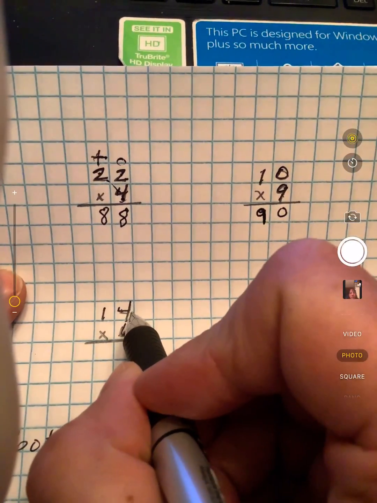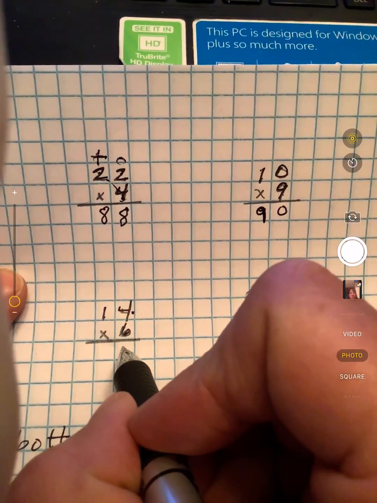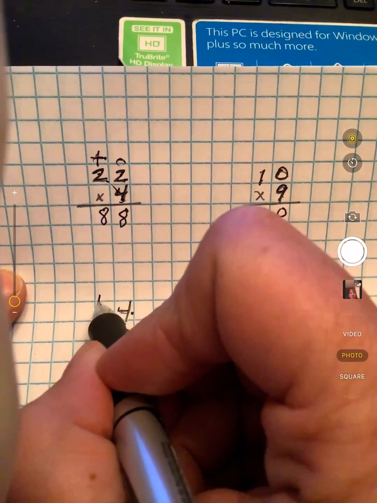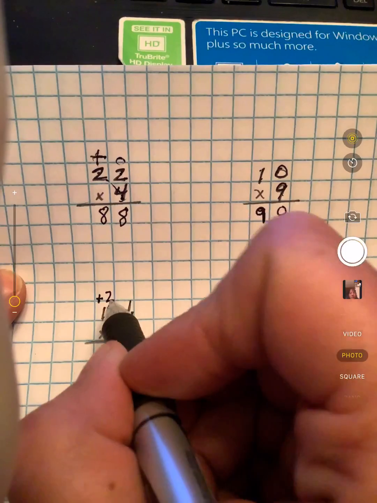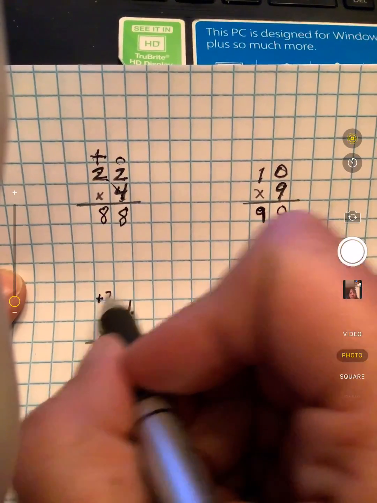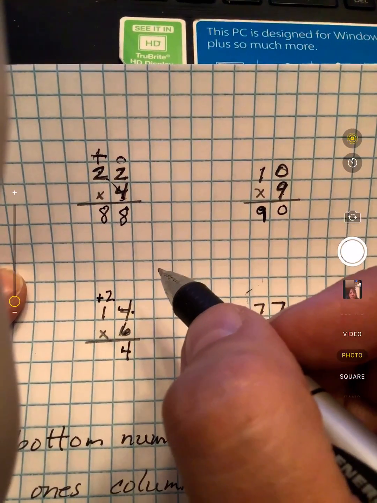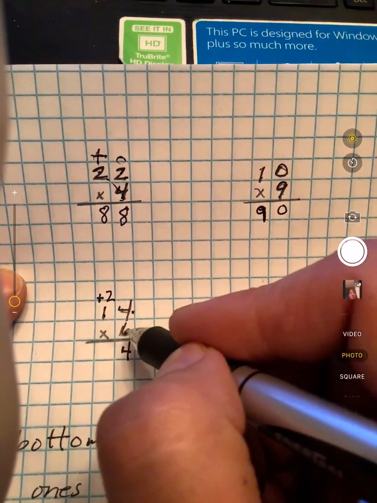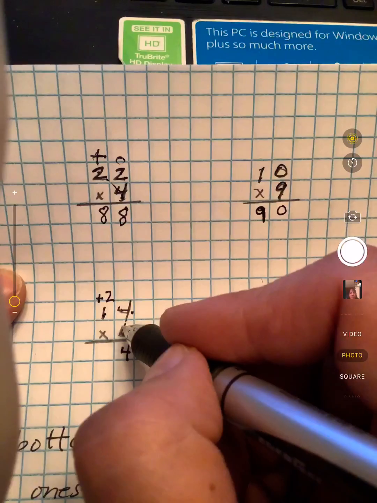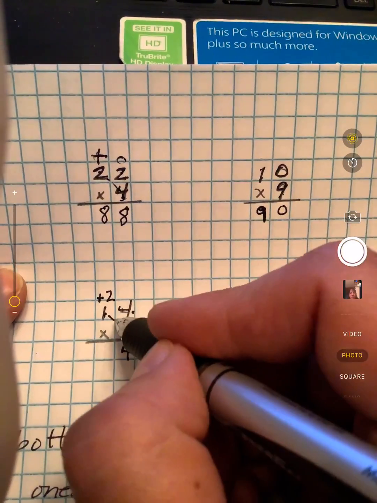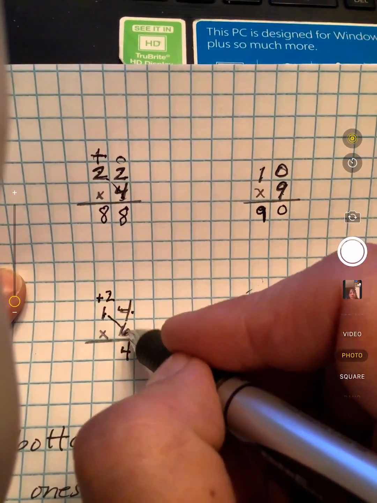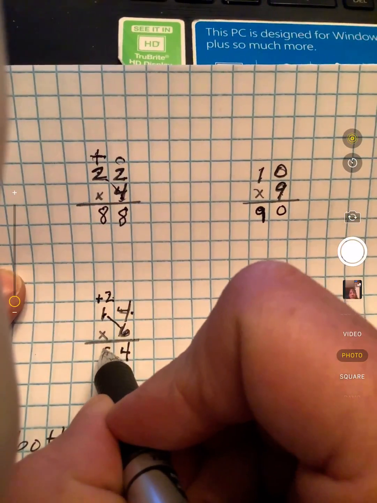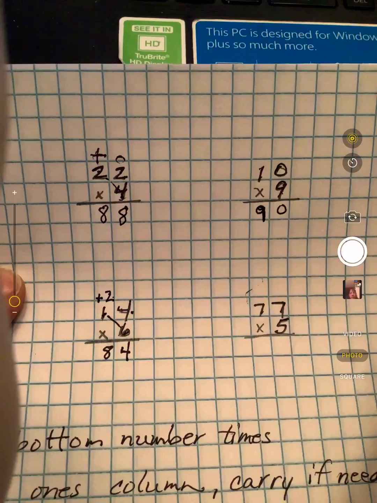6 times 4 is 24. So we put our 4 down here, and just like we do when we add, we carry our 2. I put a plus sign there to remind myself to add it. Okay? 6 times 1 is 6. So multiply these first, and then add that on. 6 times 1 is 6, plus 2 more would be 8.